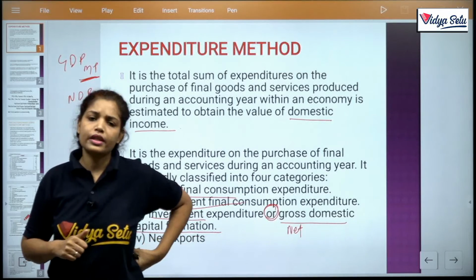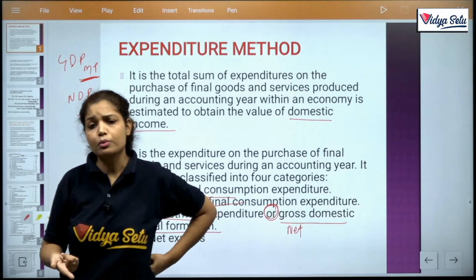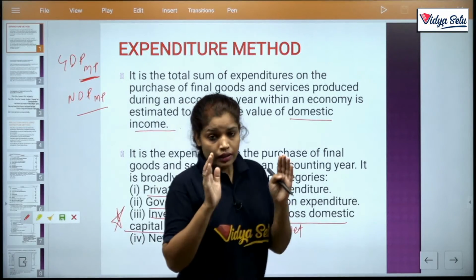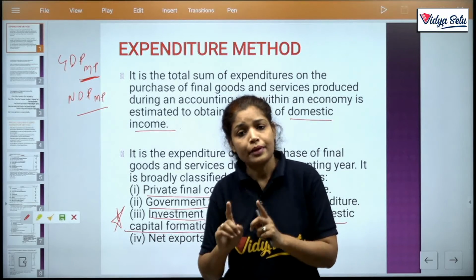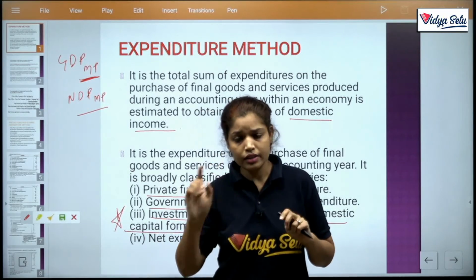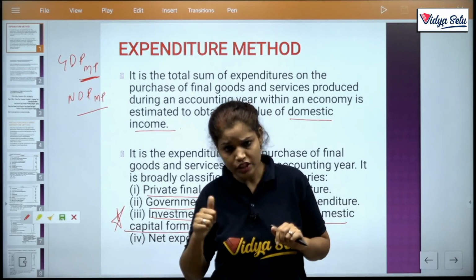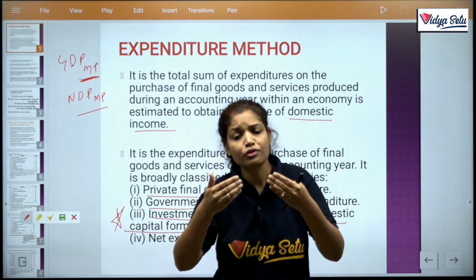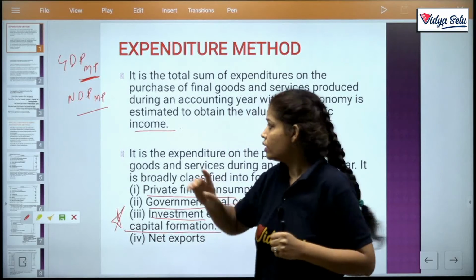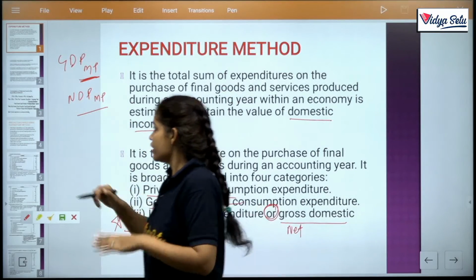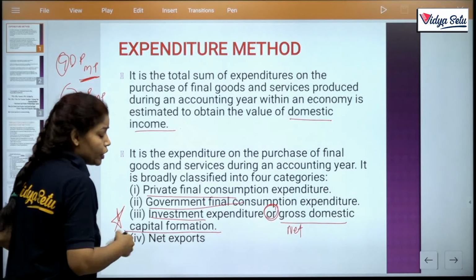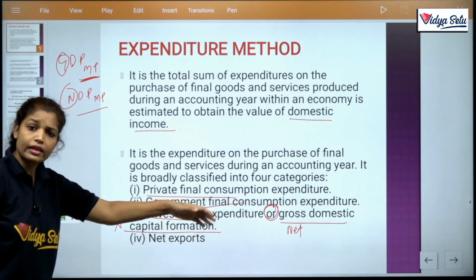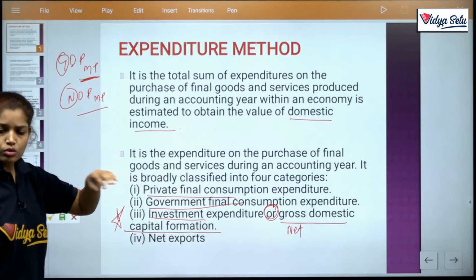But if net domestic capital formation is given, then we receive NDP-MP, because there is a G and N difference. And depreciation is charged on what? On capital assets. So this is the investment expenditure. If it is net domestic, then depreciation is already adjusted. If gross domestic capital formation is in the question, we just add. But if in place of gross domestic capital formation there is net domestic capital formation, then we receive NDP-MP.